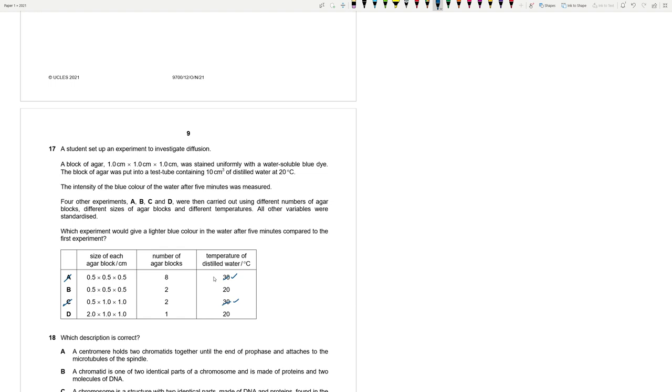Interesting. So B and D were comparable. To do this, we actually need to look at the surface area to volume ratio. For D, what is the surface area to volume ratio? The volume is basically 2 into 1 into 1, which is 2. This is D. And the area is, it's basically like this. One side is 2, the others are 1. So it's basically 2.